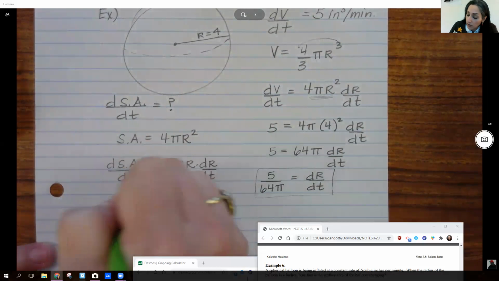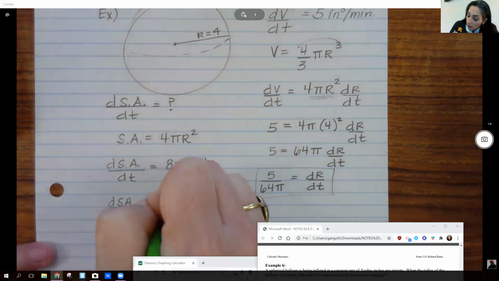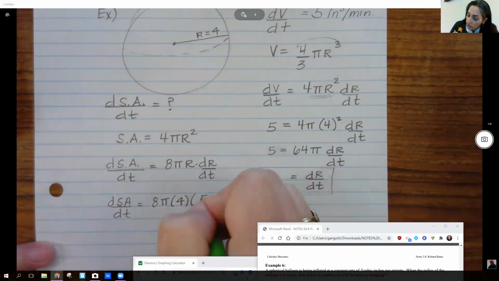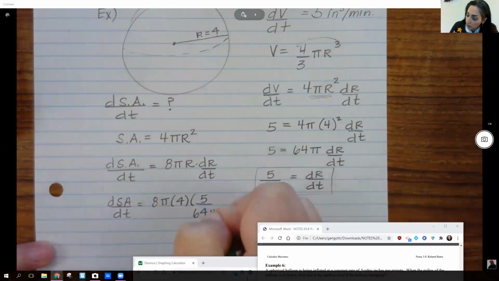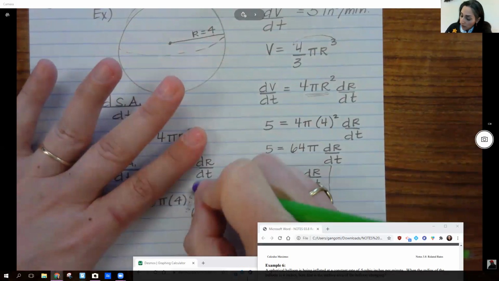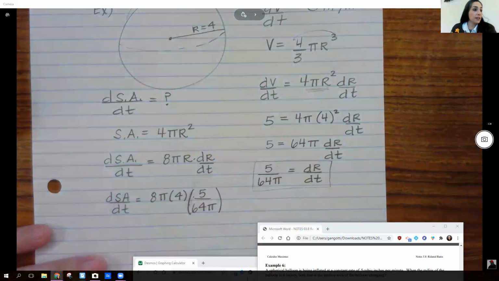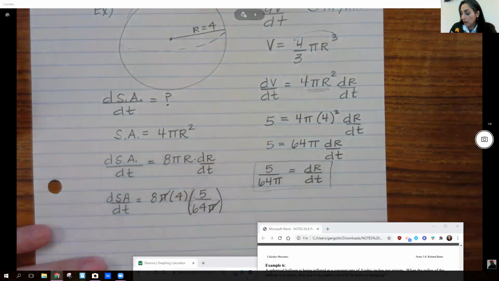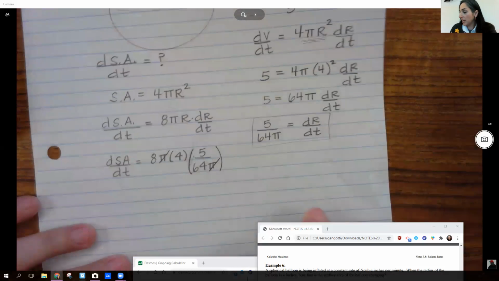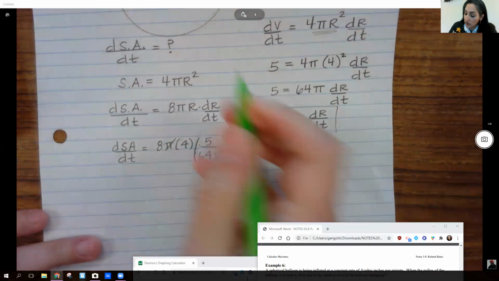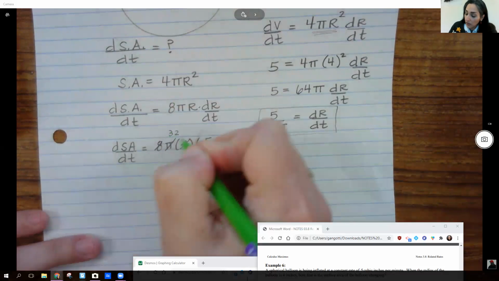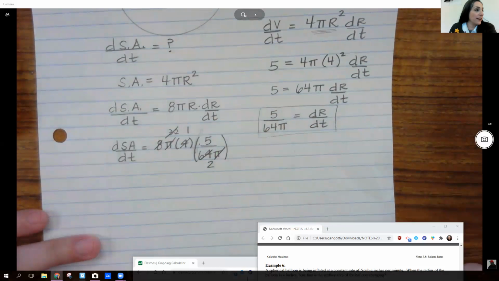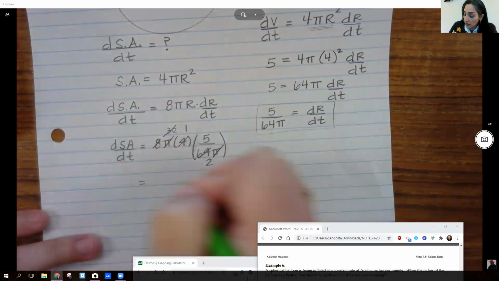So the surface area is going to be changing 8 pi times 4 times this lovely thing right here, which is actually going to make life a little bit nicer. So the pi's cancel. Let's see here. Some creative canceling. What can we do with this? 8 times 4 is 32, right? 32 over 64 is 1/2, right? So this comes out to be 5 halves.